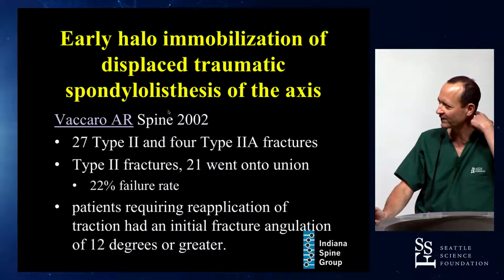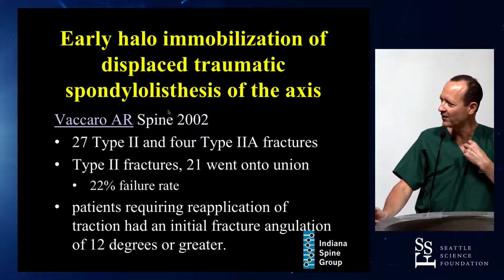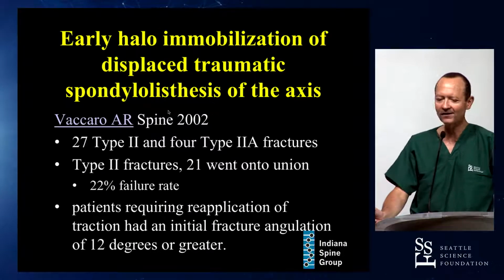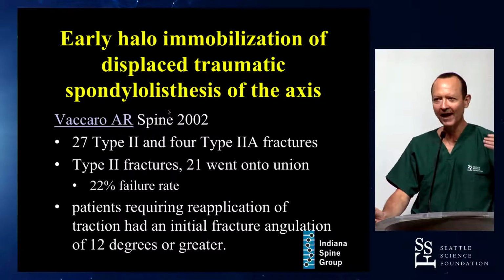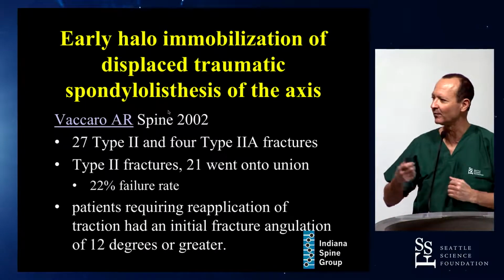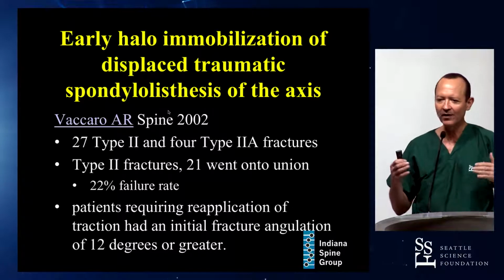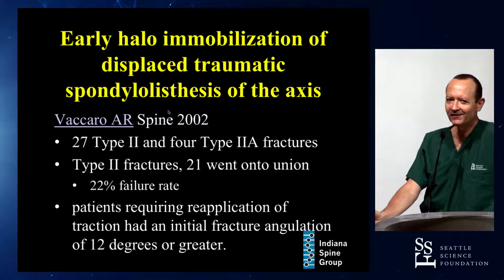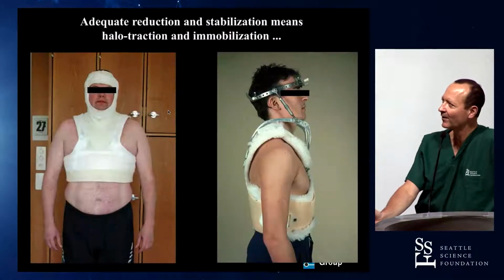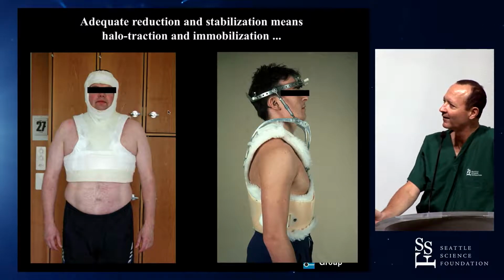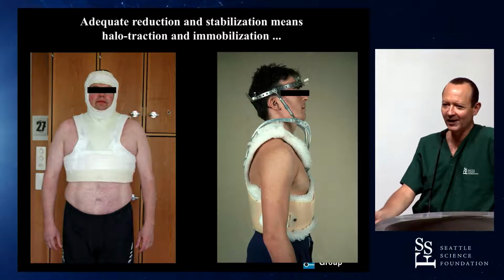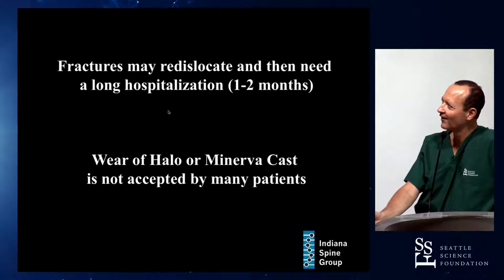Actually, he described 27 type 2 Hangman's fractures. 21 went on to union, so he actually had a 22% failure rate, and a number of them had to come back to the operating room or back into the hospital to be placed in traction again. And so they were in the hospital for an extended period of time. So these are not easy to treat in a halo. These are complicated to treat in a halo. And who likes to wear a halo, right? Look at this poor guy, or in a Minerva vest, right? So these are hard to treat.